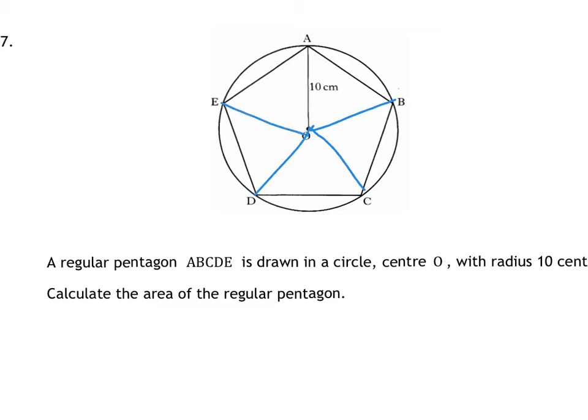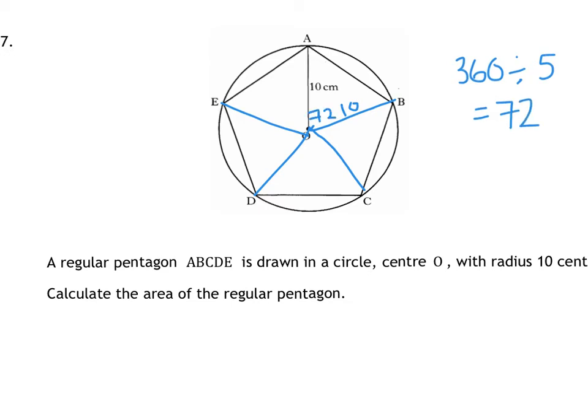So we have got 5 identical triangles. Our mission here is really to find the area of one triangle and then multiply it by 5. That means both sides are 10. And if you get the angle in the middle, 360 is a full turn. Divide that by 5, you get 72. So the angle in the middle is 72.